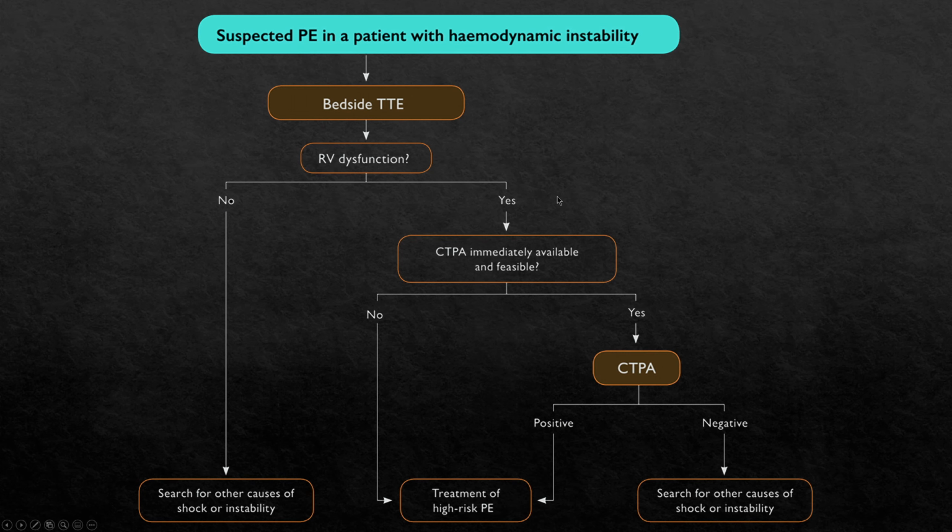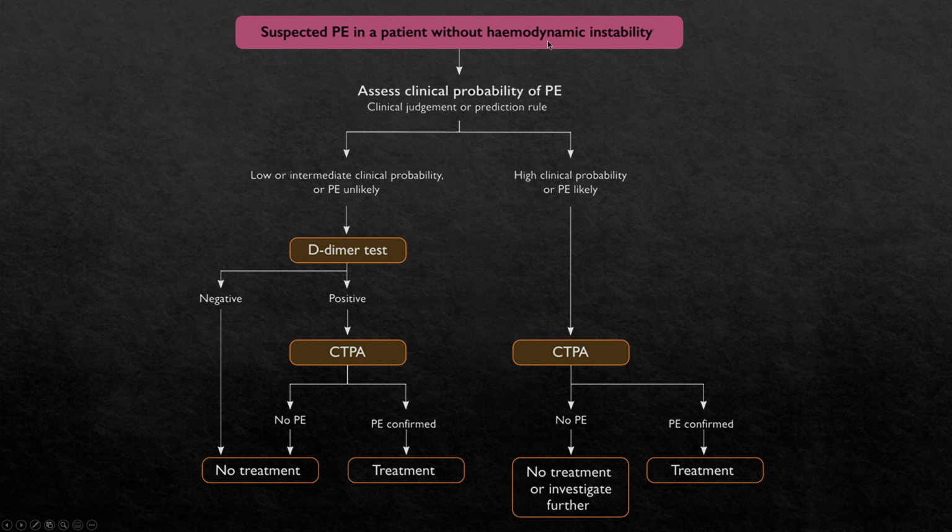Sorry, we're going back to the patient without hemodynamic instability. As we said before, you suspect, you do CT if high probability, or PE likely. If it's unlikely, or you did the probability scores and it's low or intermediate probability, you do the D-dimer: negative, no treatment. Positive, you proceed to CTPA. If negative, no treatment. If positive, you confirm, you treat.